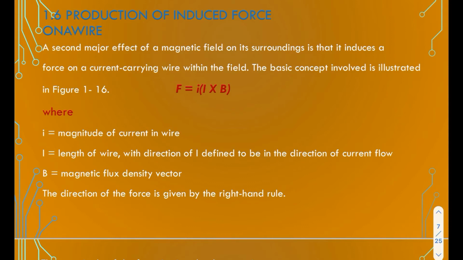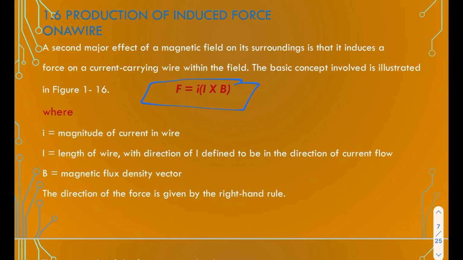A second major effect of a magnetic field on its surroundings is that it induces a force on a current carrying wire within the field. The basic concept involved is illustrated in the figure. Next figure, we have F equal I L B, where I is the magnitude of the current, L is the length of the wire, with direction of I defined to be in the direction of the current flow, and B is the magnetic flux density vector.